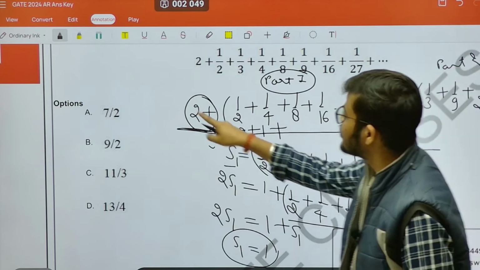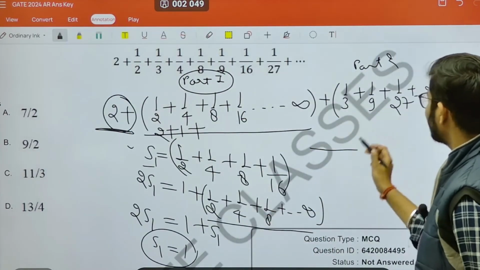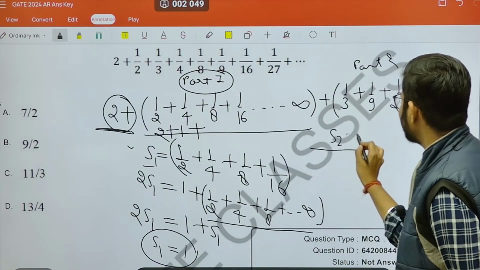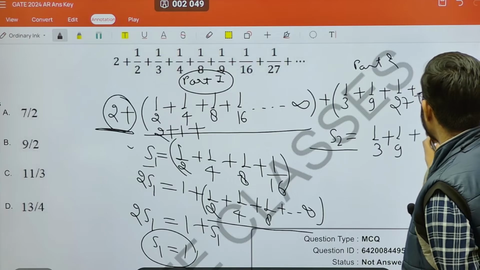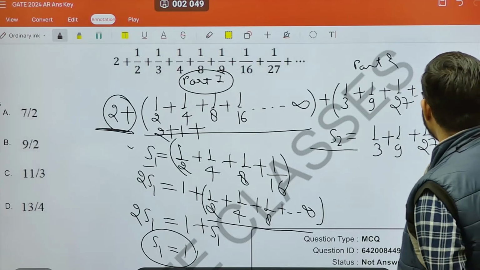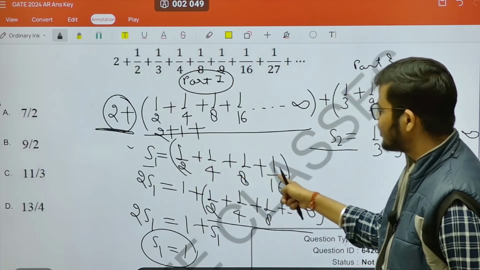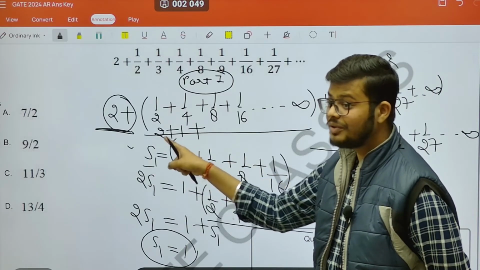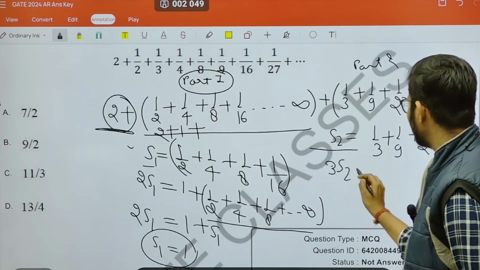Now we are going to solve part 3 of the same question. It says 1 upon 3. Now we can write S2. Suppose S2 is equal to 1 upon 3 plus 1 upon 9 plus 1 upon 27 plus dot dot infinity. Earlier, because these were all terms that could be divided by 2, we multiplied by 2. Now here we will be multiplying it by 3. 3S2 will be equal to what?